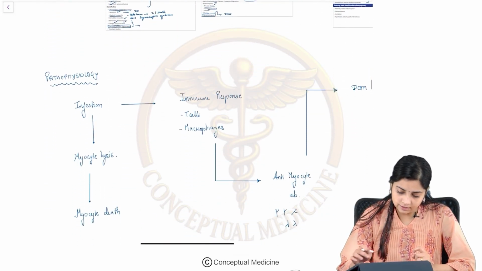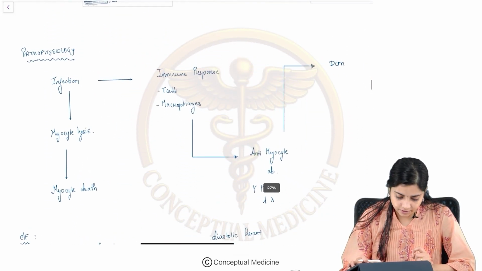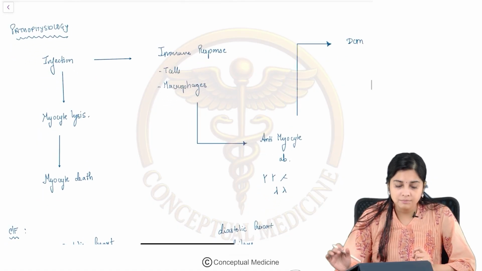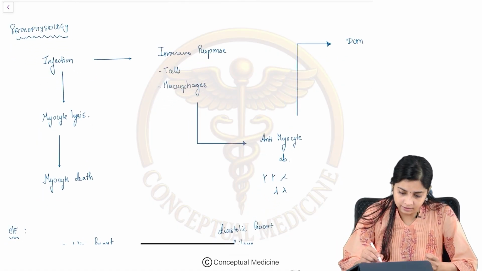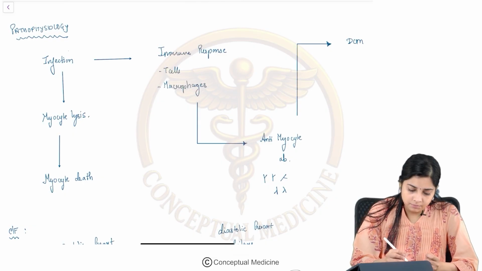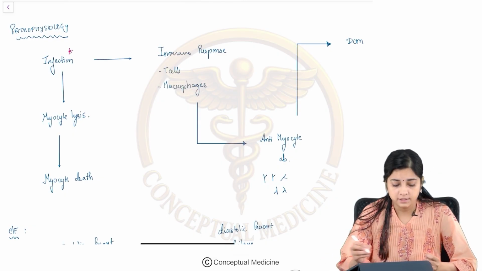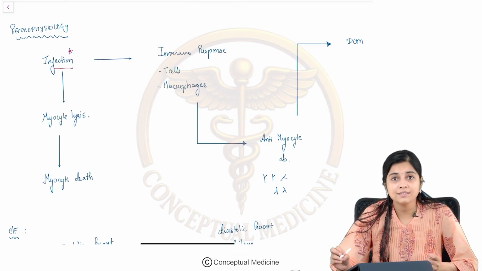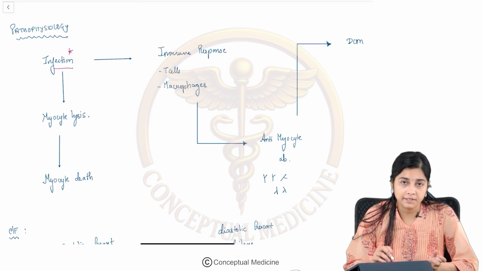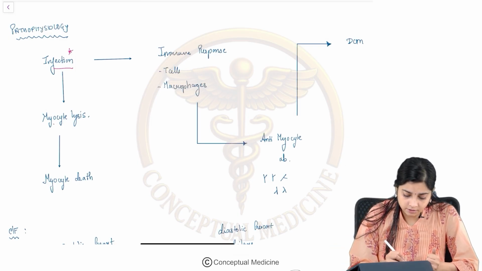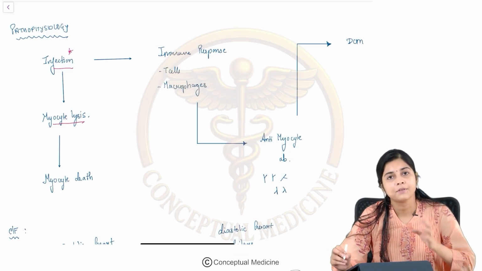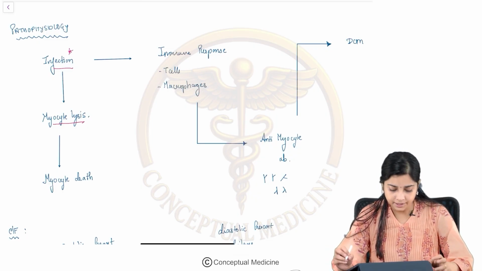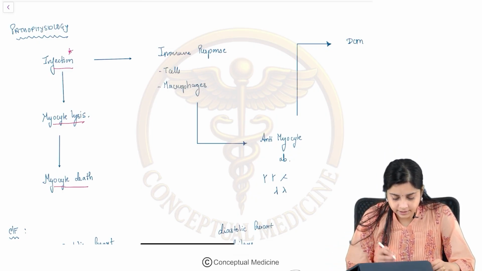Now let us look at the pathophysiology of DCM. So what exactly determines the pathophysiology of DCM? So the most common trigger, as I told you, is the infection. Once there is an infection, especially the virus or a bacterial infection, it causes myocyte lysis. So the cardiac myocytes begin to break down and it causes myocyte death.